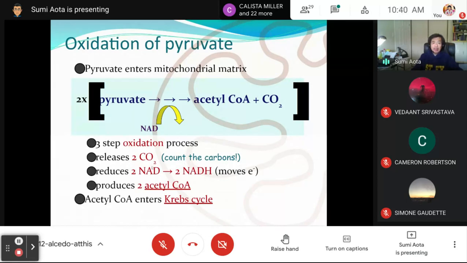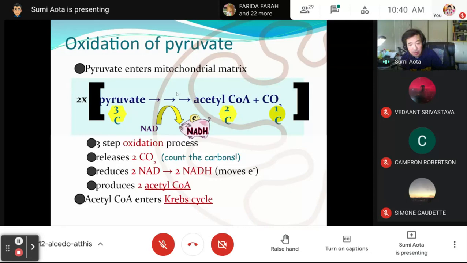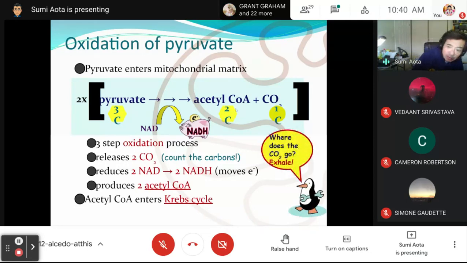It's going to reduce NAD plus to NADH. So you're going to start with a 3-carbon molecule. It's going to become a 2-carbon acetyl coenzyme A and 1 carbon here. The NAD becomes NADH, which means there had to be a redox reaction step that occurs here. And we also produce acetyl coenzyme A. What happens to the carbon dioxide? We're going to exhale it and it's going to leave your body. That acetyl-CoA is what enters the Krebs cycle, stage 3.